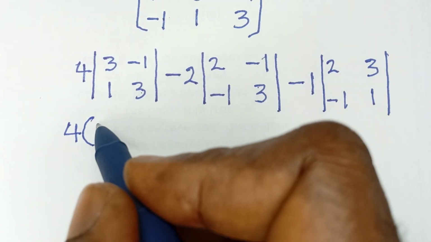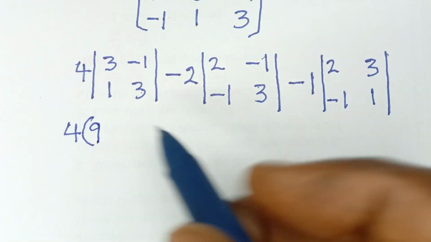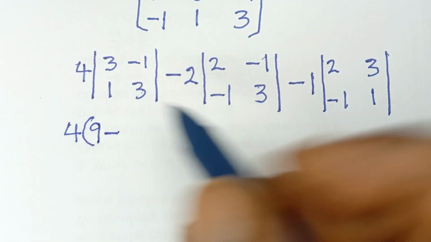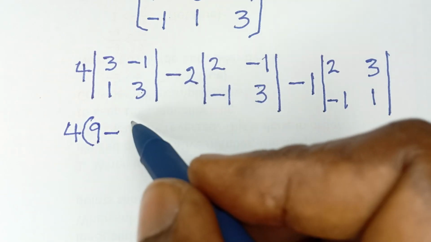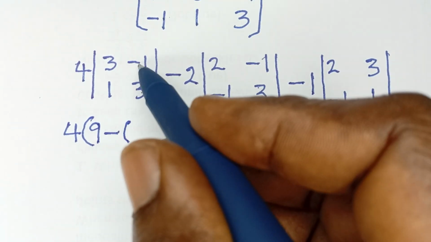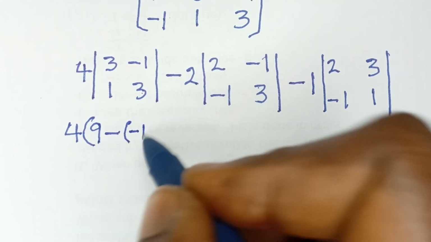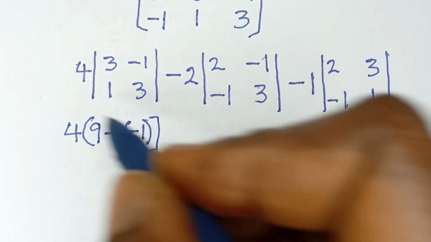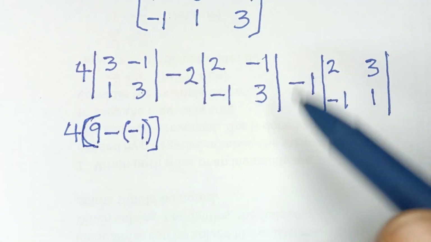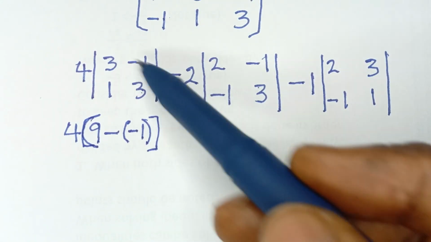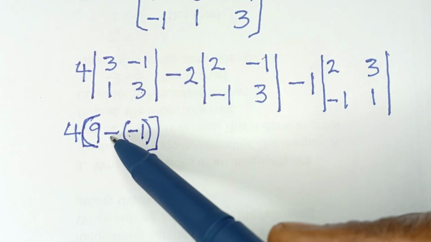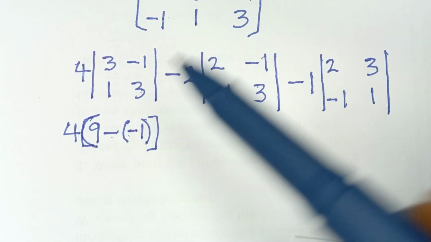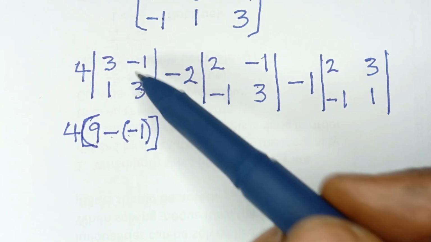3 multiplied by 3 will give us 9. And then you are going to say minus, you now multiply this other diagonal, 1 and negative 1. So 1 multiplied by negative 1 is going to give us negative 1. So let me take that as the first determinant. So the determinant of this is going to give us what we have here. So 3 multiplied by 3, which is 9, then minus, this minus is there as a constant sign for the determinant. So minus, then you now multiply these two values.